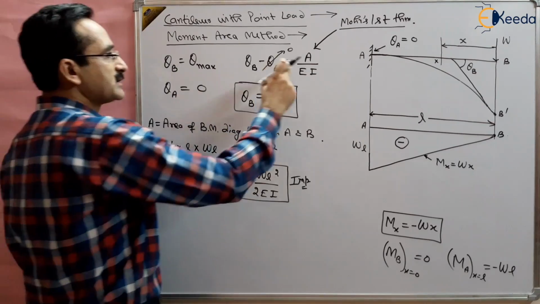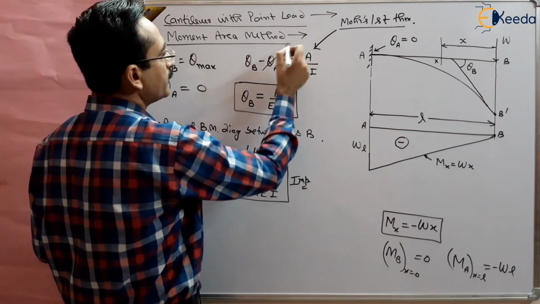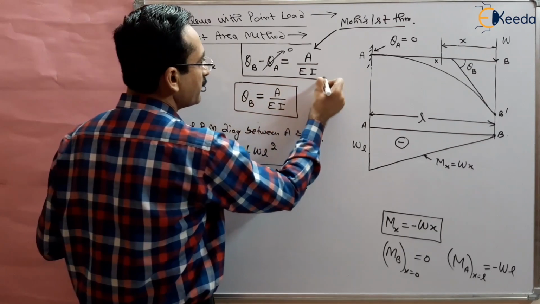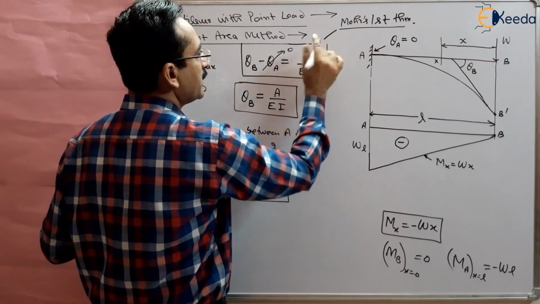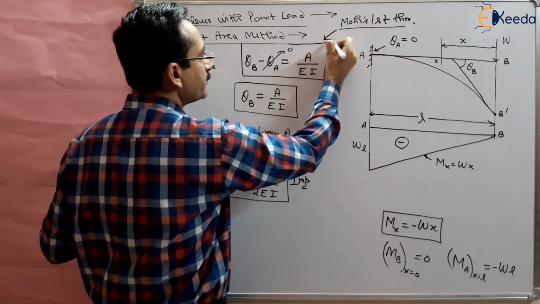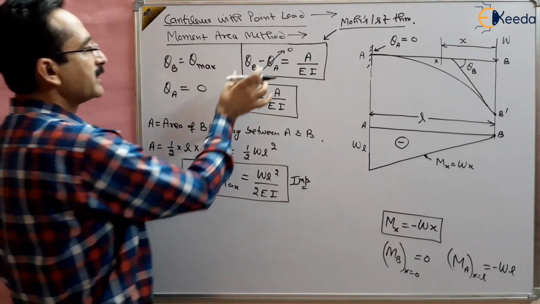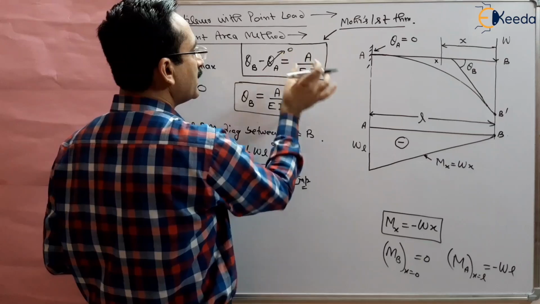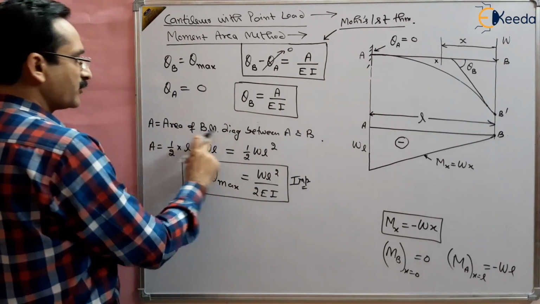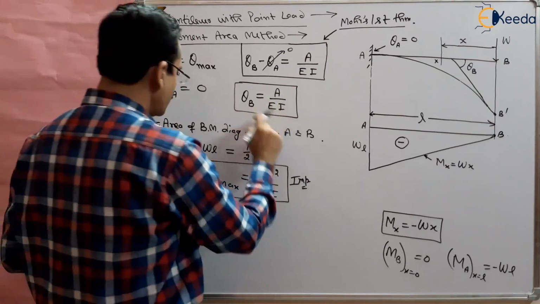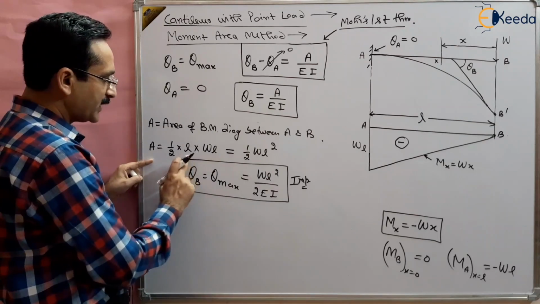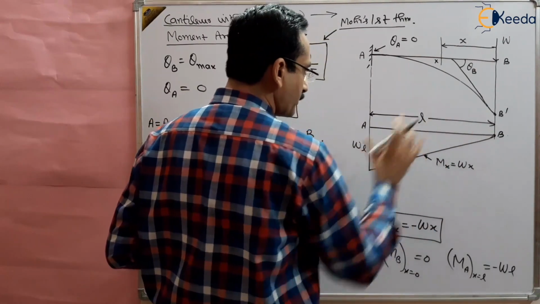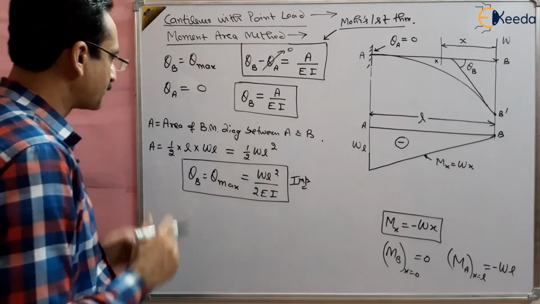Now using this Mohr's first theorem, we have found this. We should remember Mohr's first theorem, that the difference of slope between 2 points is the area of the bending moment diagram divided by EI. So A is the area of the bending moment diagram between A and B. Now the area is half base into height. We have drawn the bending moment diagram between A and B and found the area, right? So this is the concept.